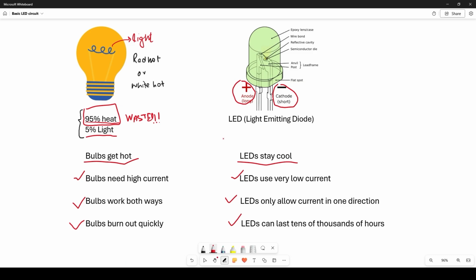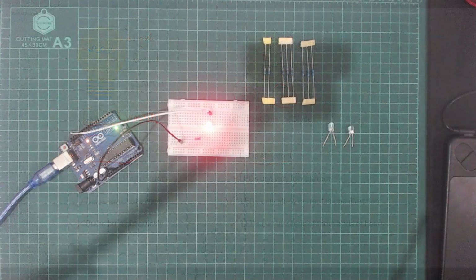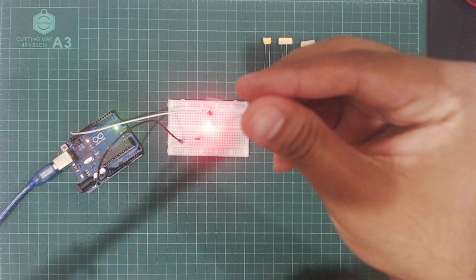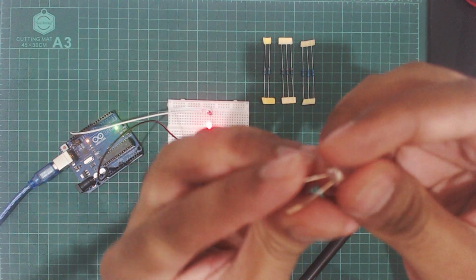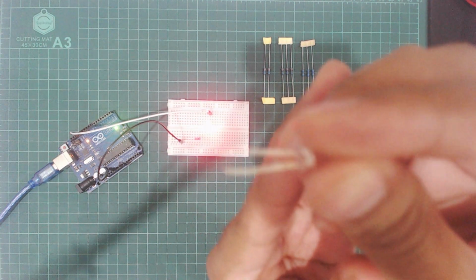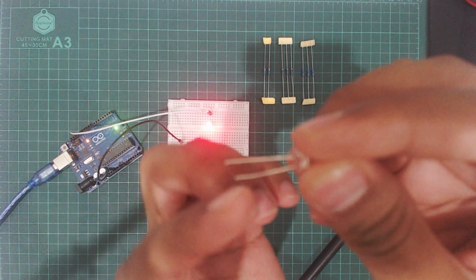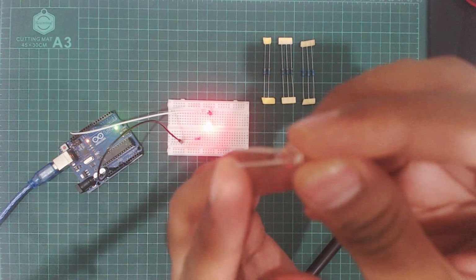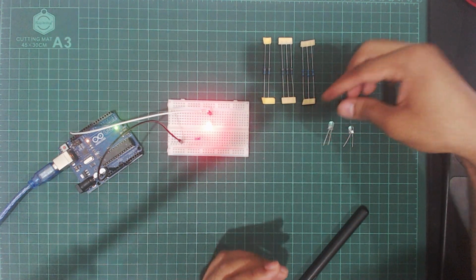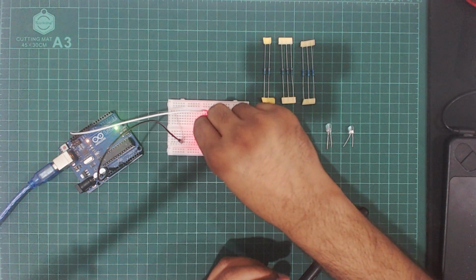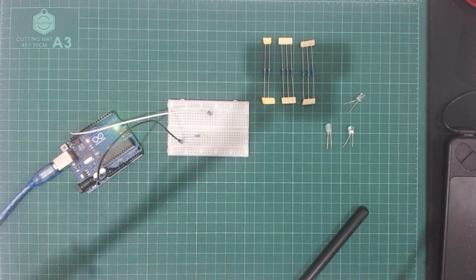One more thing to remember is that the anode side, which is the positive side, is longer than the cathode, which is the negative side, and we can see that here. Let me switch my camera, and I'll show you that these legs are not equal in length. One leg is longer than the other one, so this is the positive side, and the short one is the negative side. This is the same for all LEDs.